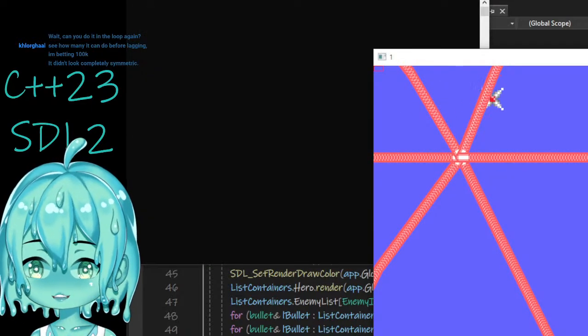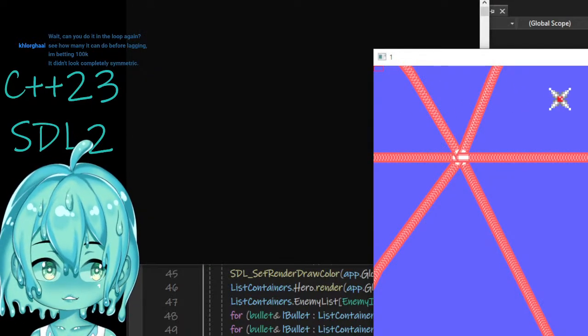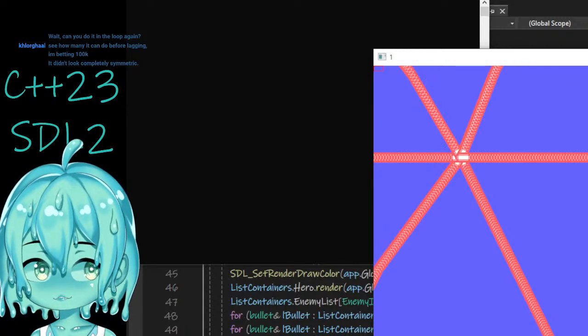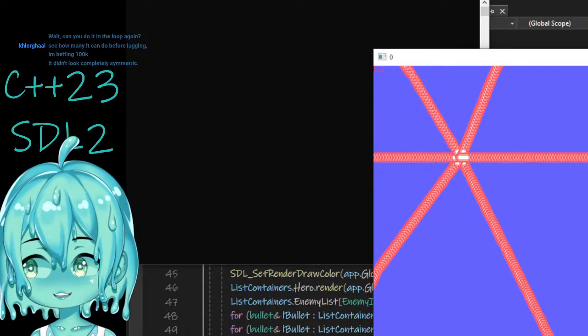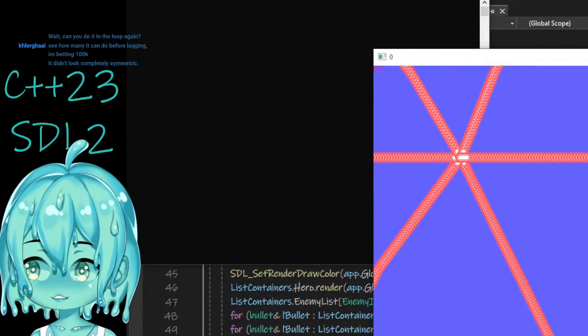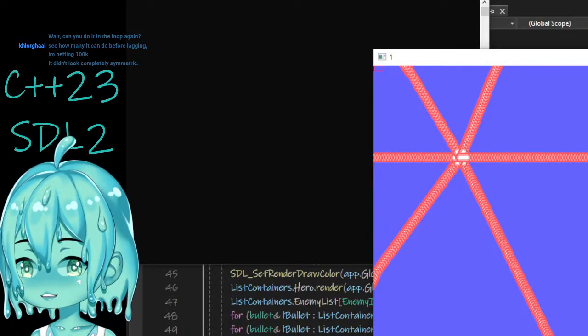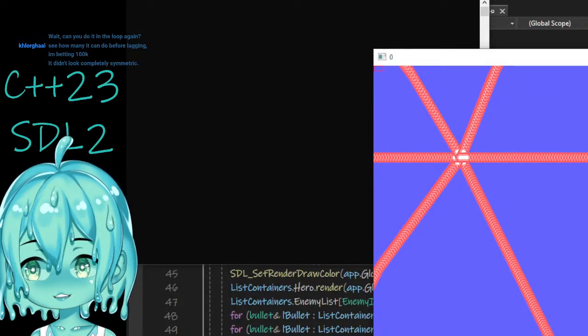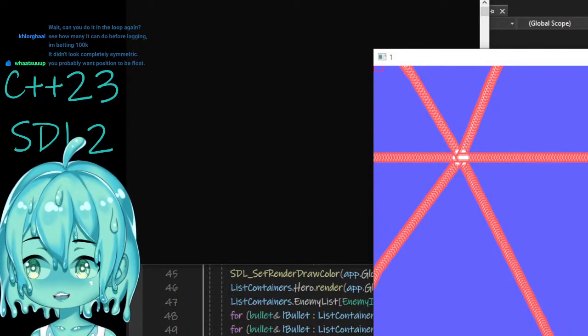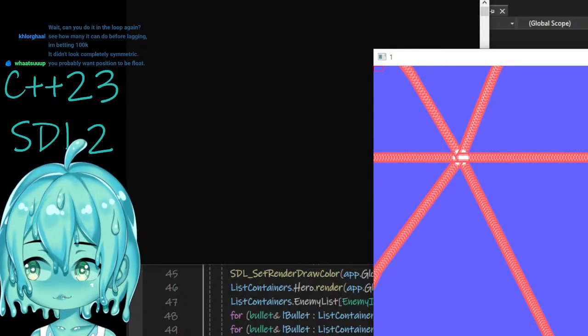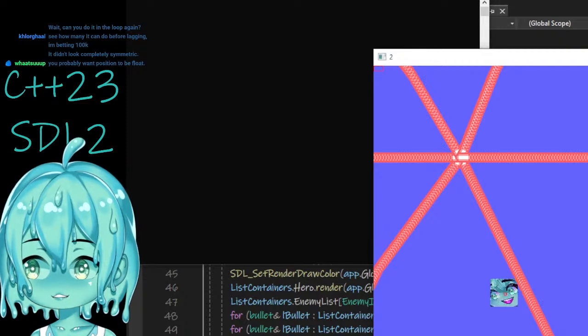Is that not completely symmetric? It looks pretty symmetric. That's pretty symmetric, guys. I mean, it may round to the nearest int, but for our purposes, it's totally fine. You probably want position to be float. See how many you can do before lagging?